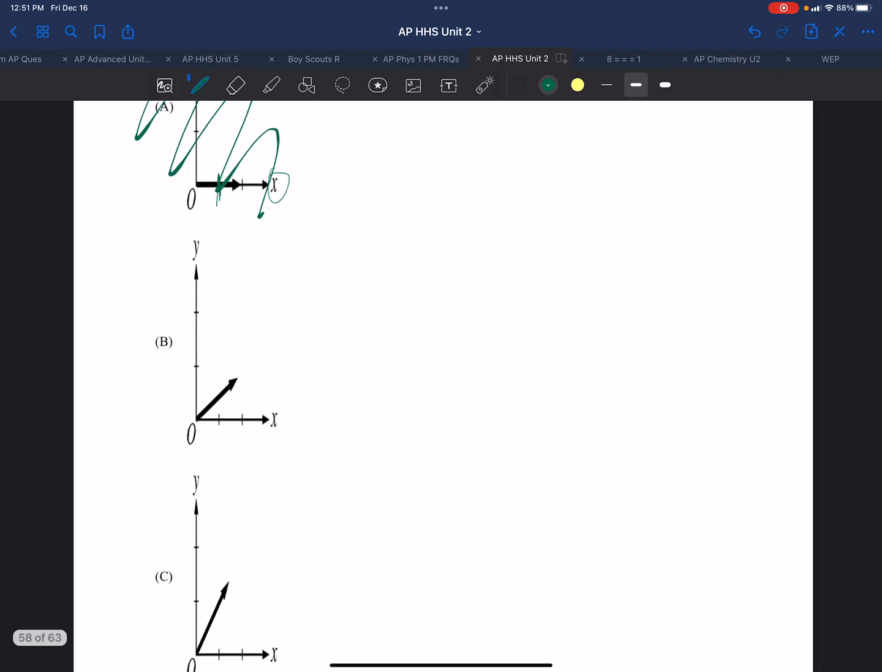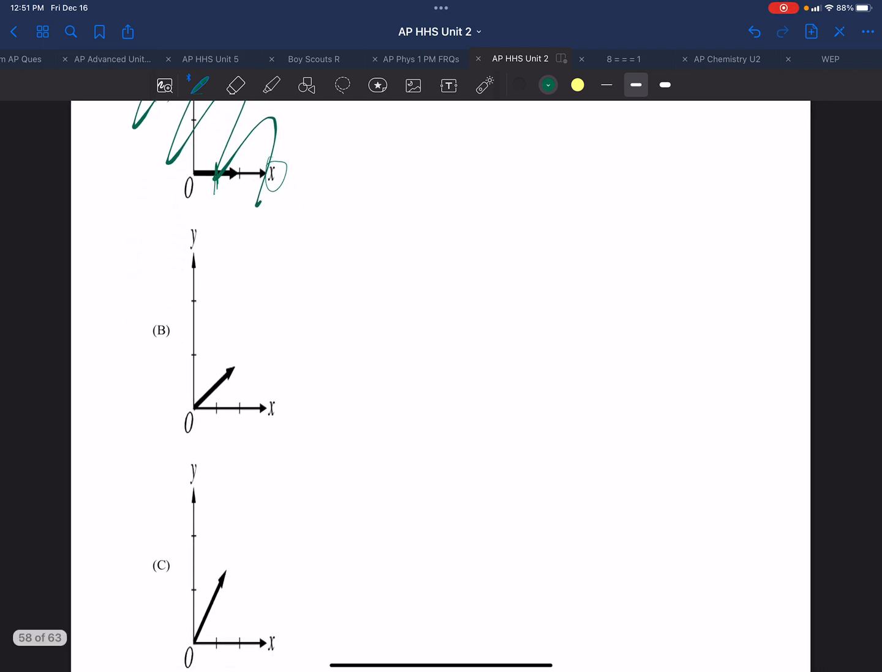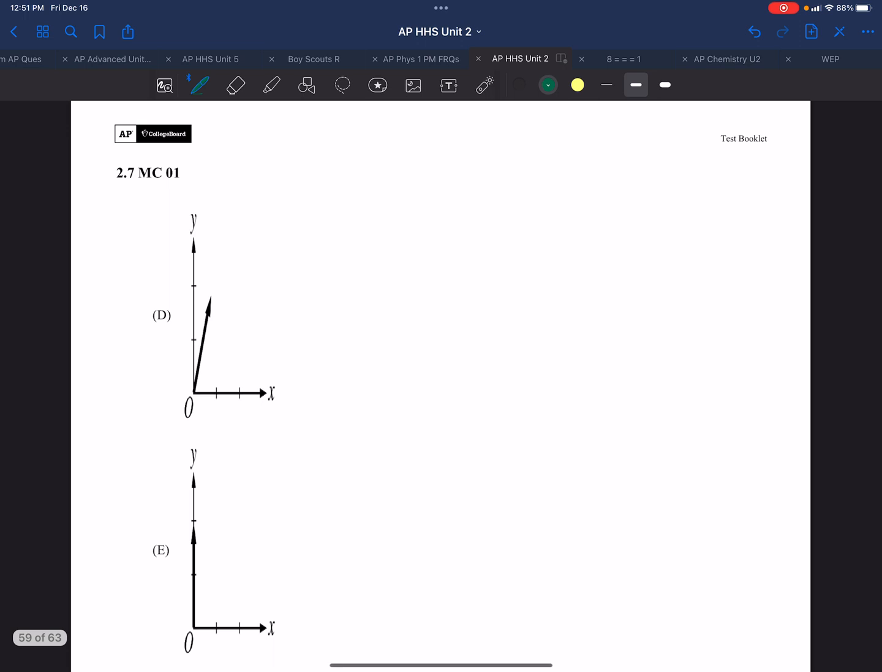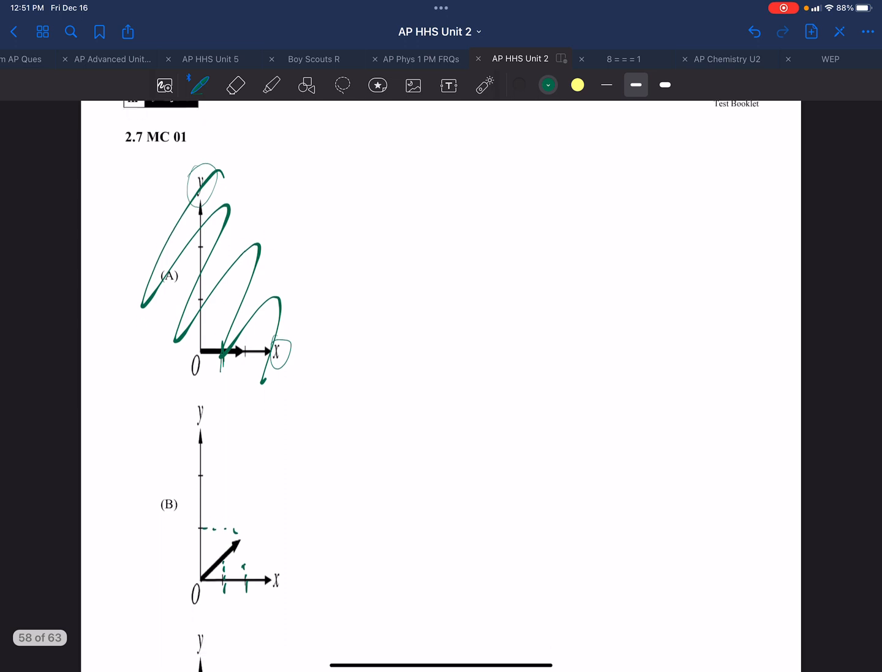In choice B, we can see that it's 2 units in the x and 1 unit in the y. And we should be looking for a 45 degree. Now here we see 1.5 units and 1.5 units. So it looks like C is our answer. We'll continue to D, and we notice 1 unit, 1 3/4 units. And E, there's no motion in the x direction. So we're left with choice C.